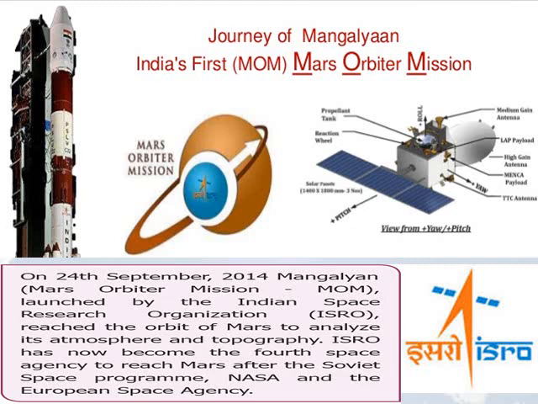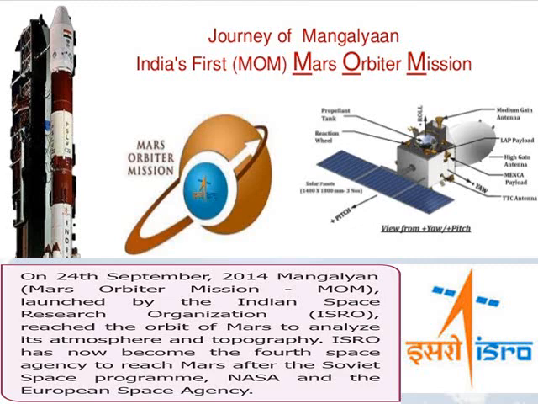And it made India the fourth space agency to achieve Mars orbit after Roscosmos, NASA, and the European Space Agency. India was the first Asian nation to reach the Martian orbit and the first nation in the world to do so in its maiden attempt. That is the first attempt. It was launched from Satish Dhawan Space Center in Sriharikota, Andhra Pradesh.